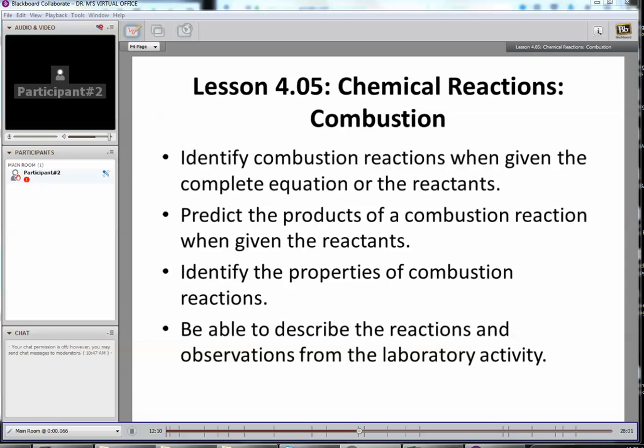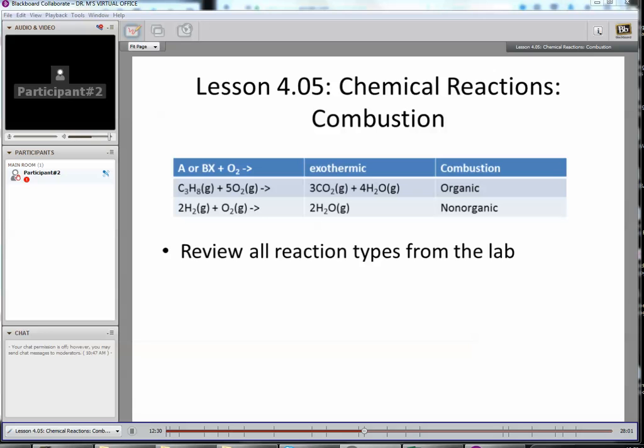Okay, so 4.05, we are just really hinging upon not just the lab, but we're looking at combustion. Combustion is our last type of chemical reaction, and combustion has some very unique properties. It gives off heat and light. And the biggest thing with combustion is you will always see oxygen as a reactant. So you see in our examples here, oxygen is our reactant. So within that, the oxygen has to be present.